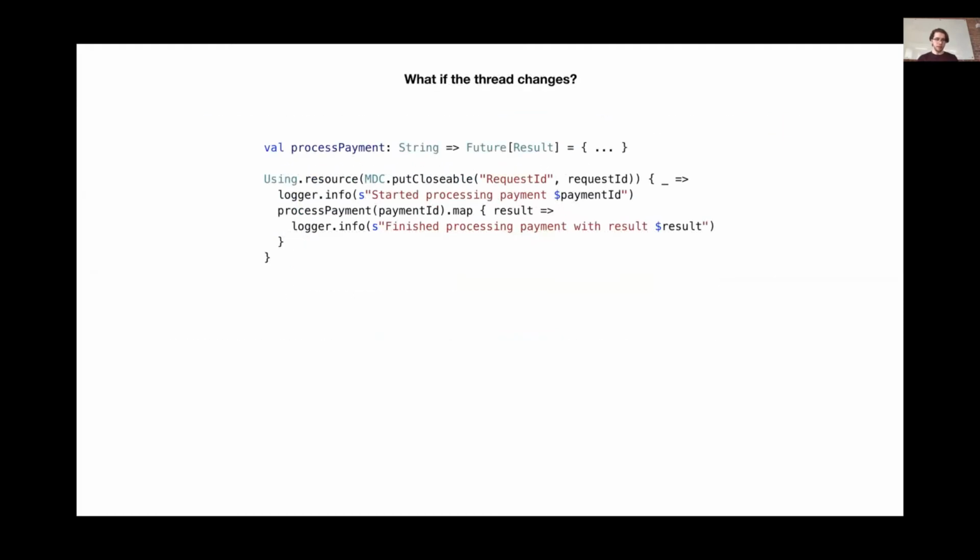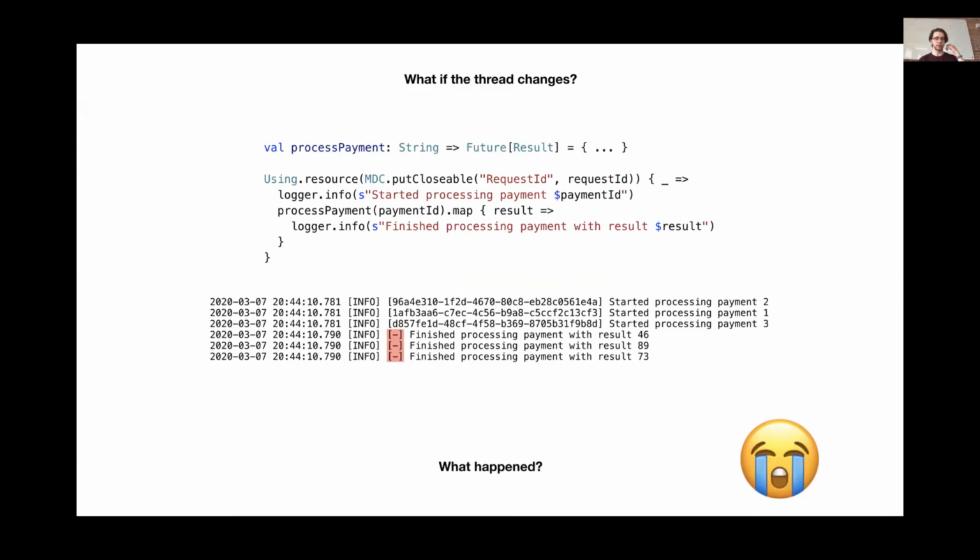But what if the thread changes? Does MDC still work in that case? Well, it turns out it doesn't. And this is a huge problem because right now I don't think anybody builds applications in Scala that execute a single request on a single thread. And if you do, I guess it might work for you, but it won't work for me.